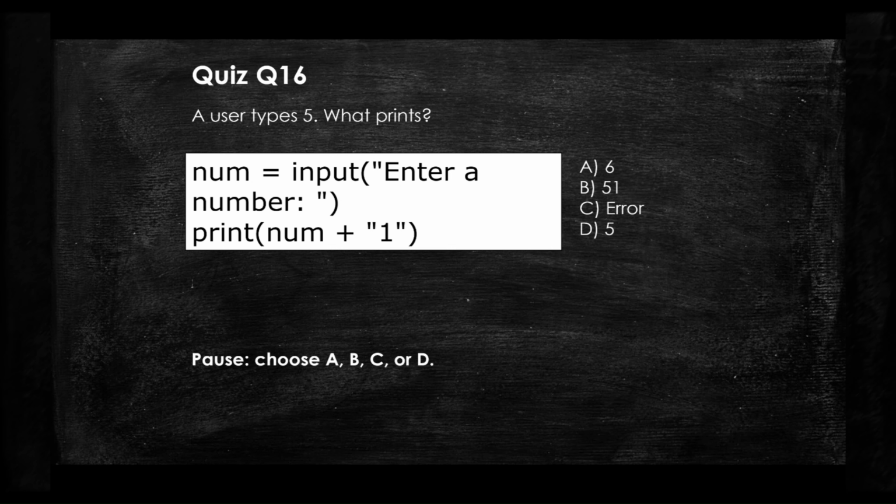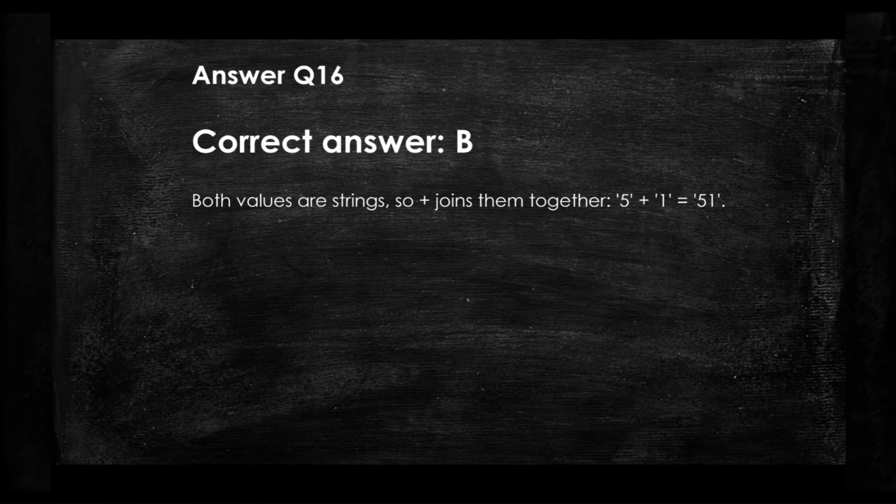Question 16. A user types 5. What prints? The correct answer is B. Both values are strings. So plus joins them together. 5 plus 1 is 51.